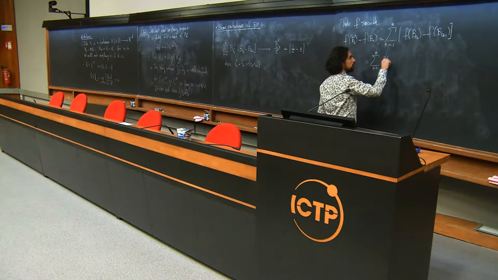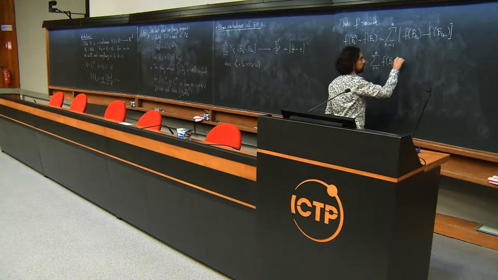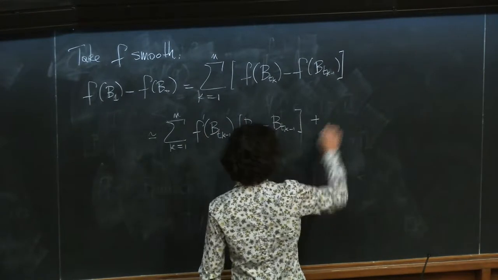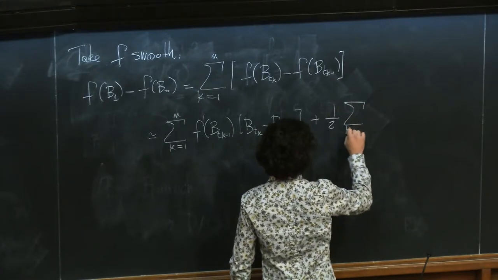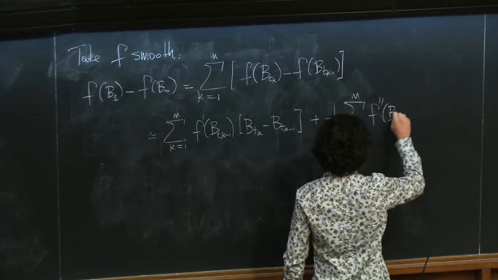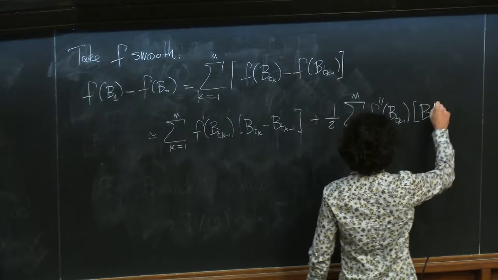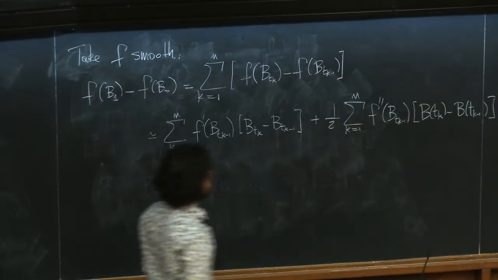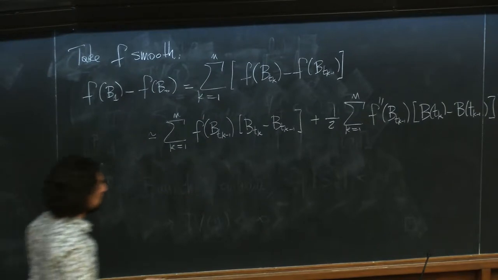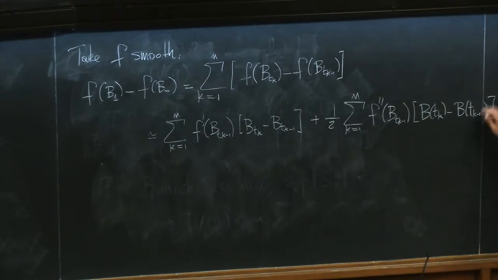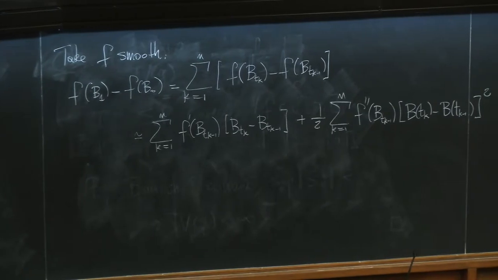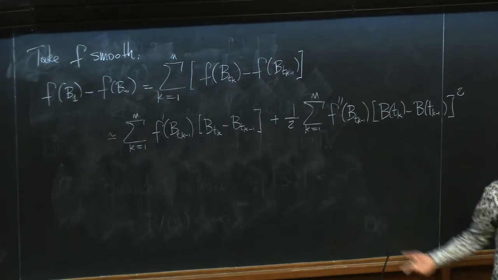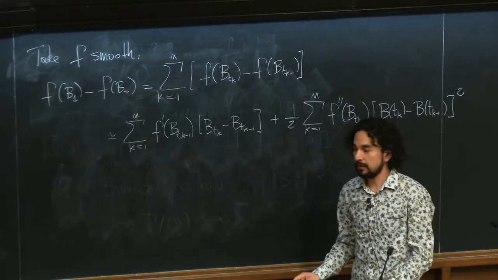So we get f prime of B_{k-1} times the increment, and I will continue up to order 2. Now, if B was smooth, say differentiable, with bounded derivative, this increment would be of order 1 over n, which is the size of the increment, to the square. So this is 1 over n squared. You are summing n of those terms, so this whole sum is of order 1 over n, it vanishes. Then you can just stop there to obtain the usual fundamental theorem of calculus.